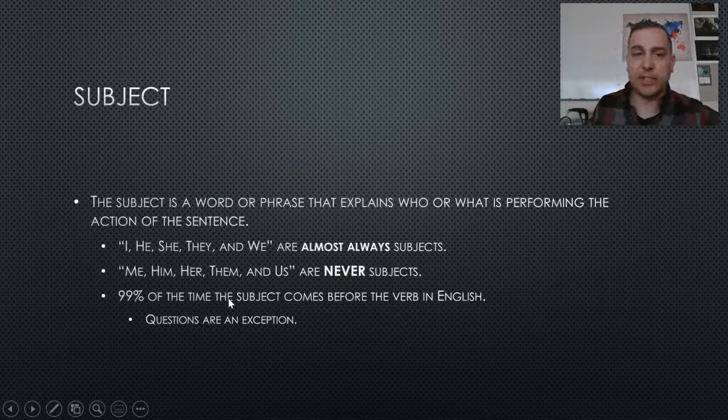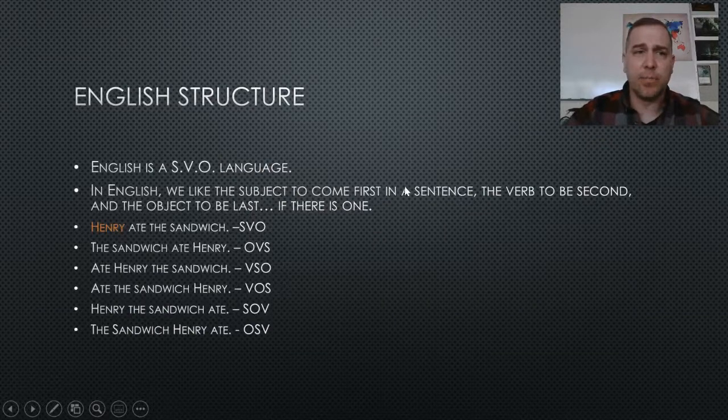99% of the time, the subject is going to come before the verb in English. Questions are really the only exception. And so we have what's called an SVO language, right? English, we go subject, verb, object. And so in English, the subject always comes before the verb, and the verb comes second, and the object comes last. And so we say, Henry ate the sandwich, right? And so ate is the verb. And so if we find the verb of the sentence, we know the subject is just right there to the left of it, right? So the subject's always going to be to the left of the verb. And this is why it was important to find the verb first, right?